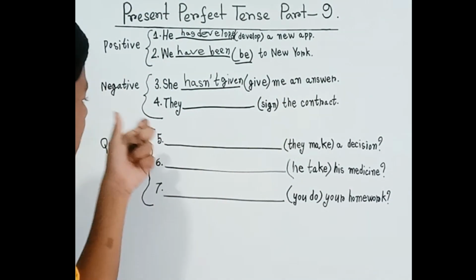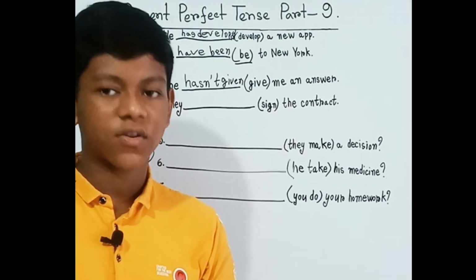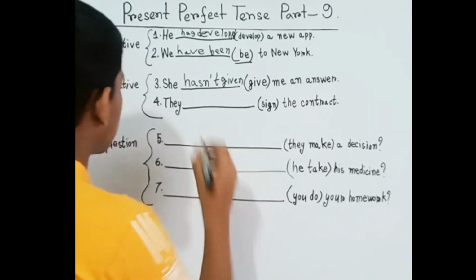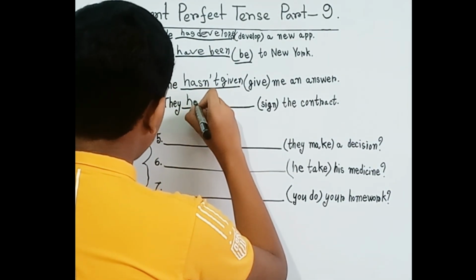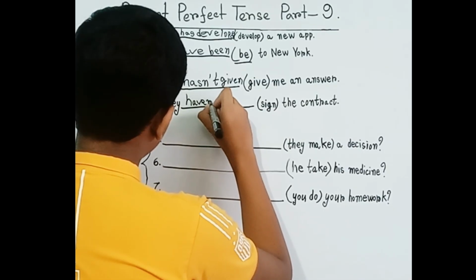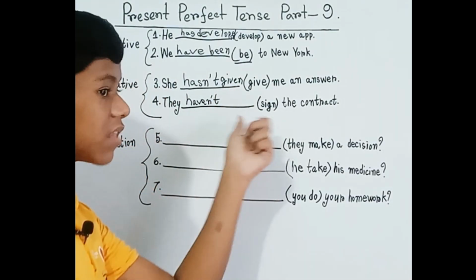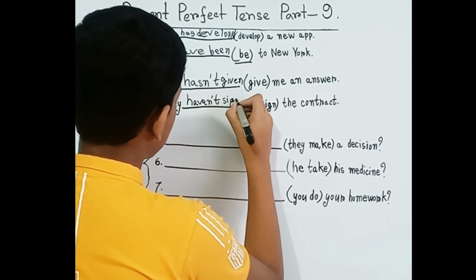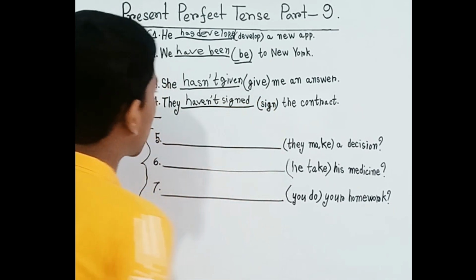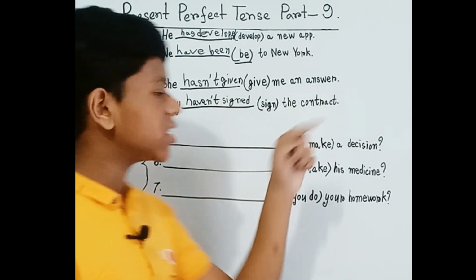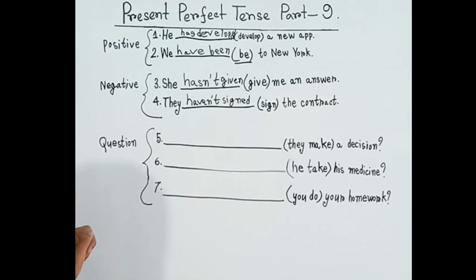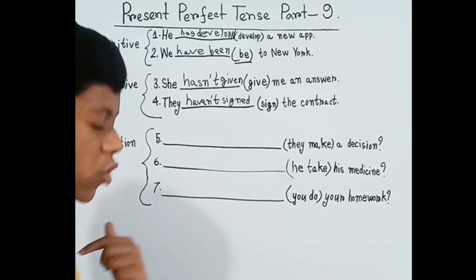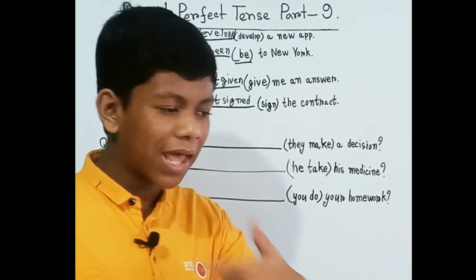The next, they blank sign the contract. What will it be? They haven't, H-A-V-E-N-'-T, then signed, S-I-G-N-E-D. They haven't signed the contract. In today's video, I have mixed regular verbs and irregular verbs to test your brain.